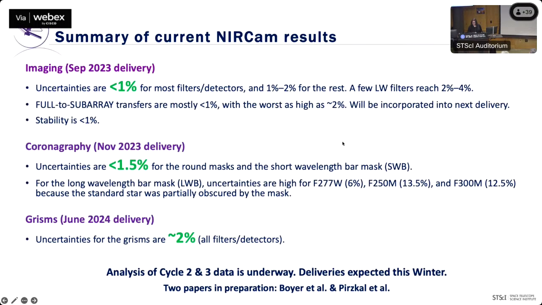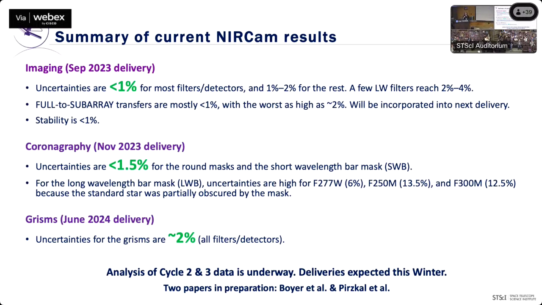And that is it. So the summary for what is currently in the pipeline is that we have less than 1% uncertainties for imaging. This was delivered last fall, and up to 2 to 4% for the worst ones for a couple of filters. The full to subarray transfers are all less than 1% for the most part, except for one bad one that's around 2%. Stability is less than 1%. Coronography, 1.5%. GRISMs, 2%. Basically, we're doing great. And so we're really happy with this.